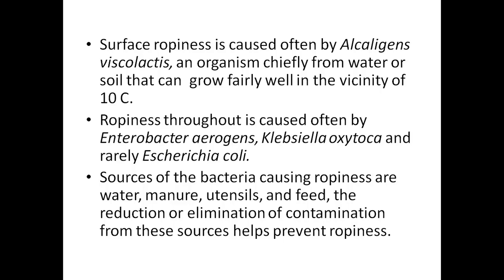Ropiness throughout is caused by Enterobacter aerogenes, Klebsiella oxytoca and really the Escherichia coli. Sources of the bacteria causing ropiness are the water, manure, utensils, and feed. The reduction or elimination of contamination from the source helps prevent ropiness.